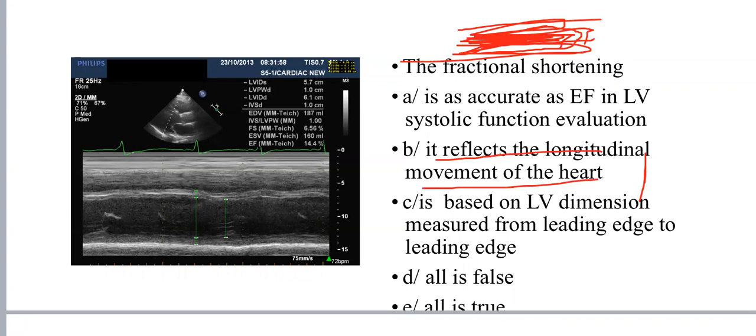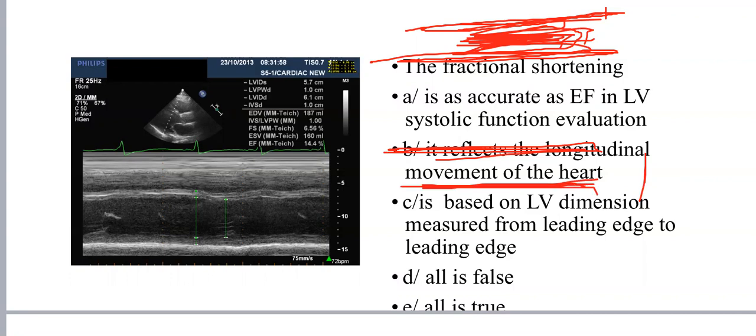The front part of this wall, this one is called what? Leading edge. And this part of the wall is called trailing edge, meaning behind. This is the front and the behind. This is the leading edge, and this is the trailing edge.